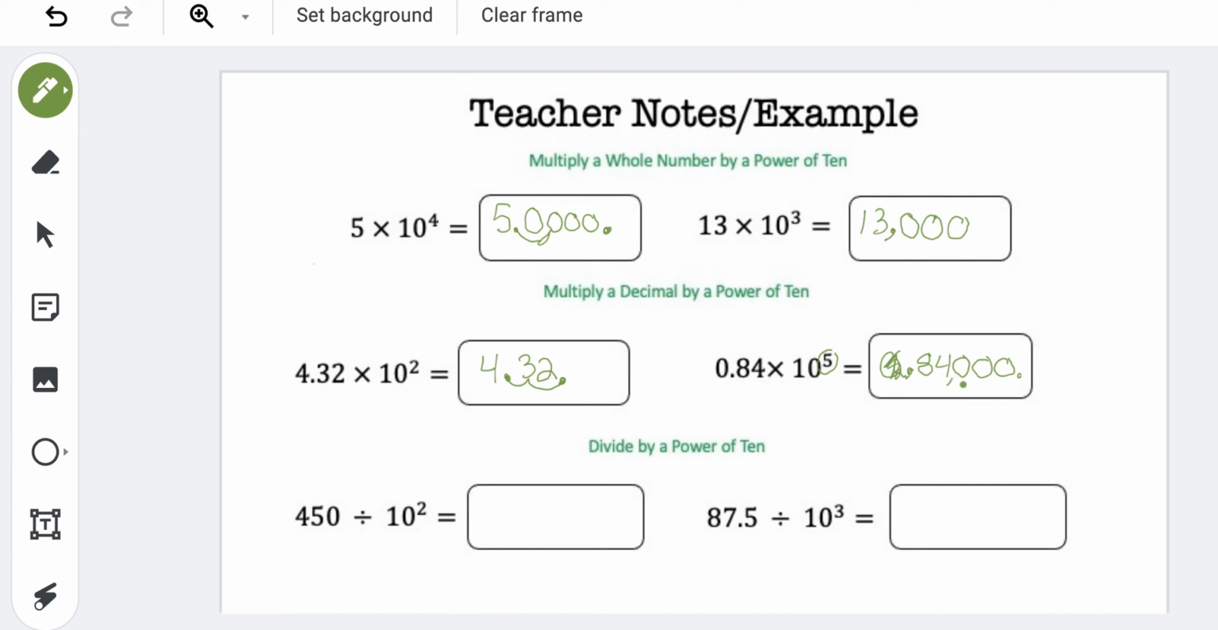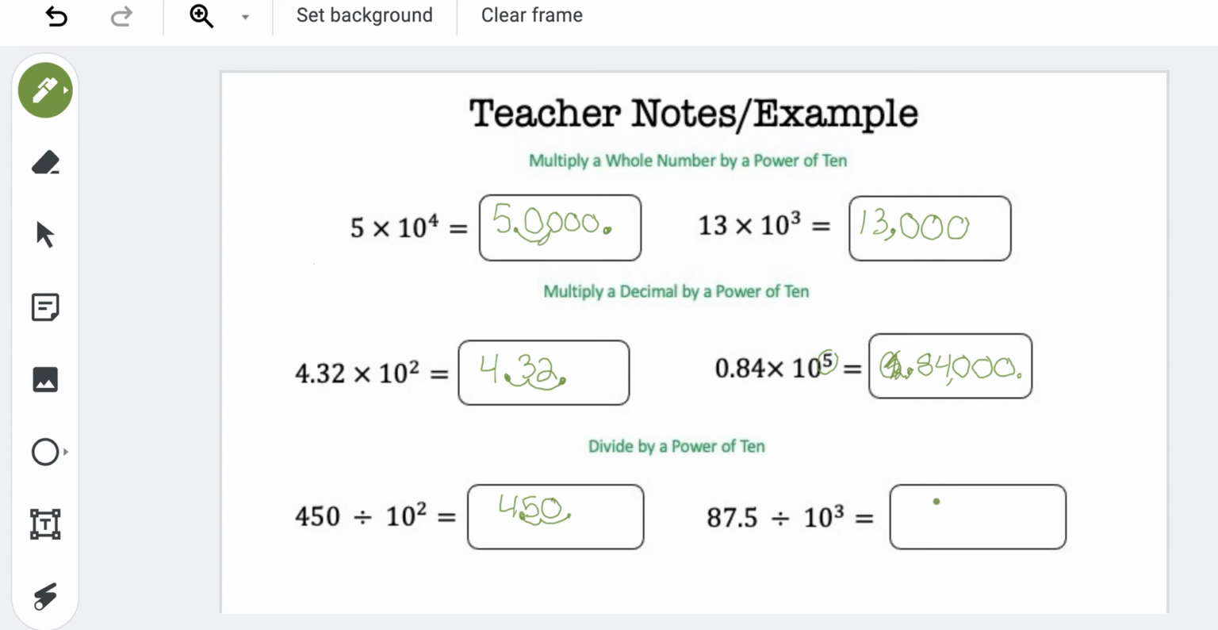Finally, let's talk about the opposite. We've been talking about multiplying by the powers of 10. Now we're going to talk about dividing by the powers of 10. What you do for this, instead of moving the decimal to the right, is you now move it to the left because you're dividing. Here we have 450. Let's put a decimal at the end. This time we're going to move the decimal 2 spots to the left. So it's going to be 1 and 2, and we end up with 4.5.